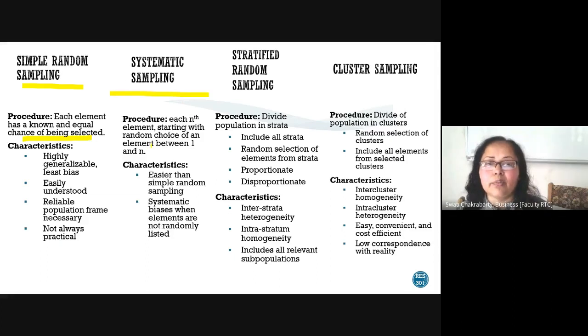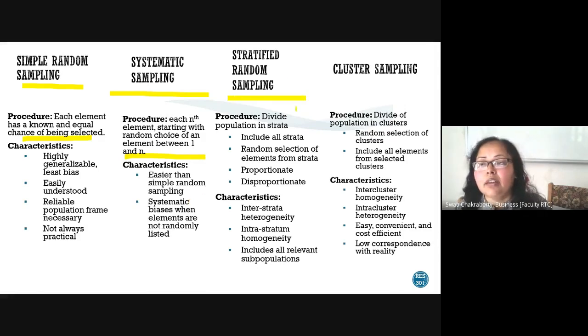Systematic sampling is where you select each nth element, starting from a random choice of an element between 1 and n. So the first pick is a random choice. There are n number of people in that population. You pick the first randomly, then every nth element is selected. It's easier than simple random sampling, but systematic bias can occur when elements are not randomly listed.